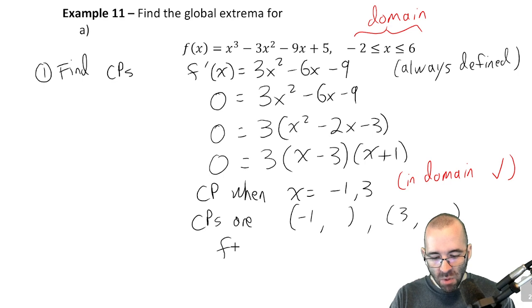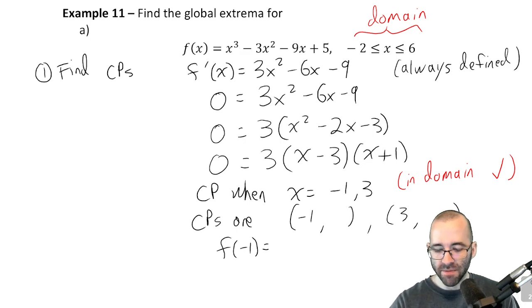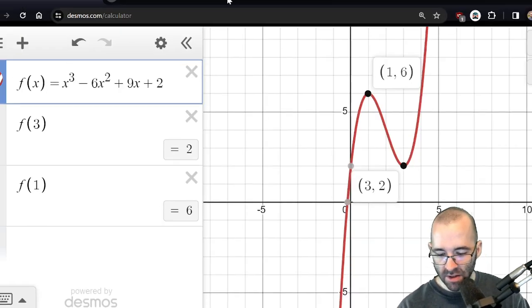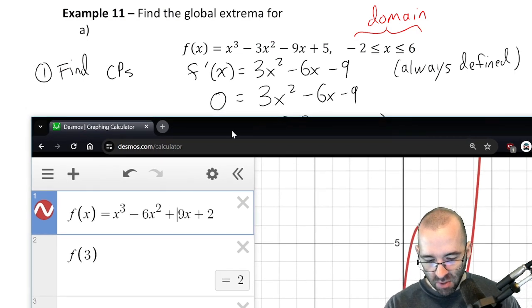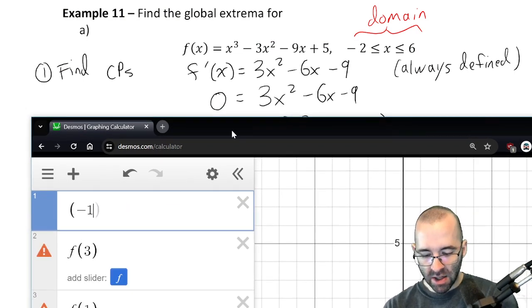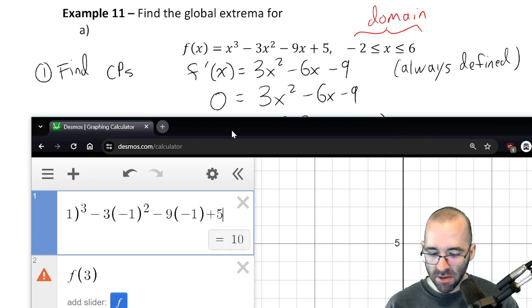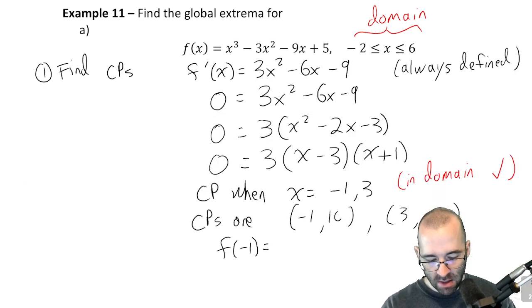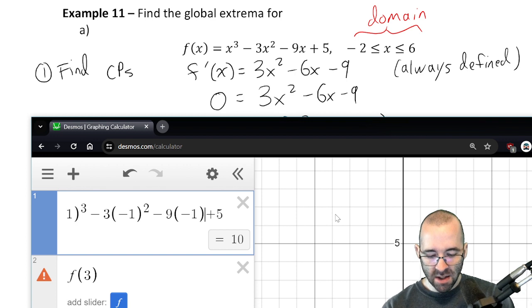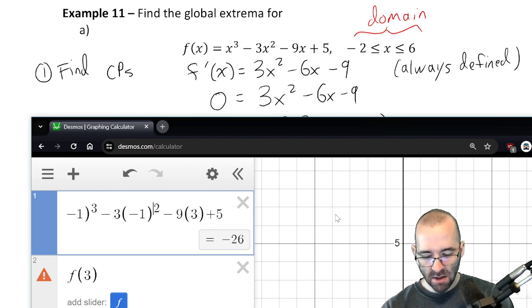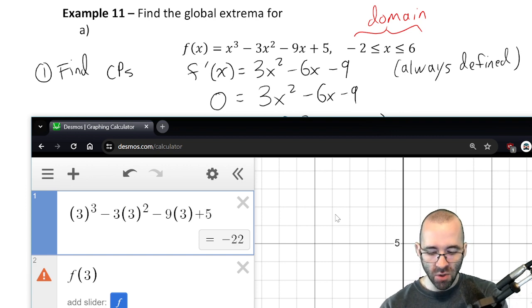So what is f of negative 1? We get negative 1. I shouldn't do this in my head. Go back to our calculator. Yeah, plug in negative 1. This is a different function. We get negative 1 cubed minus 3 times negative 1 squared minus 9 times negative 1 plus 5. And we're going to get 10. And when we plug in 3 instead, we're going to get negative 22.